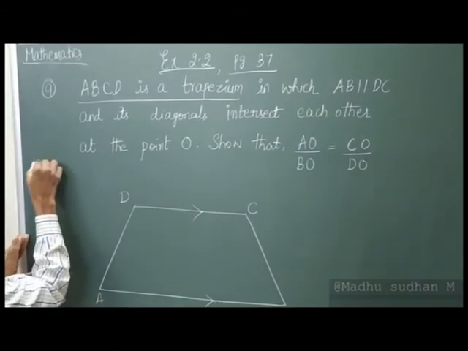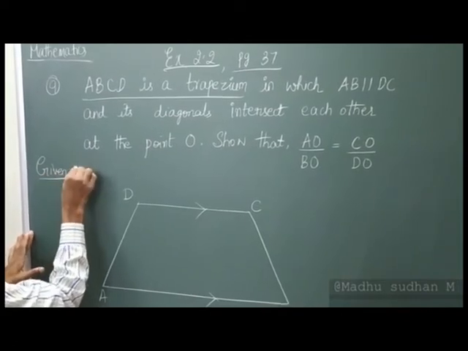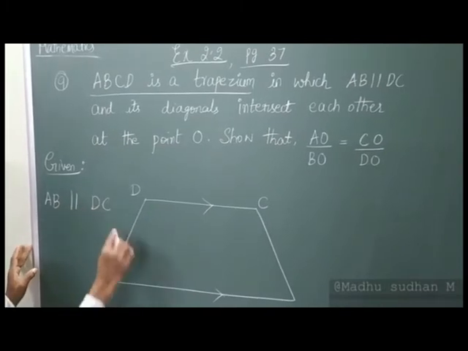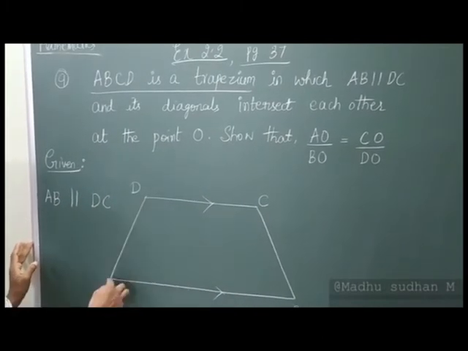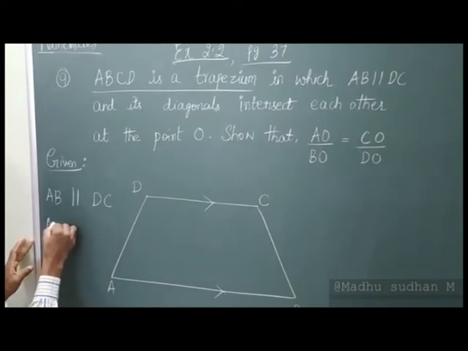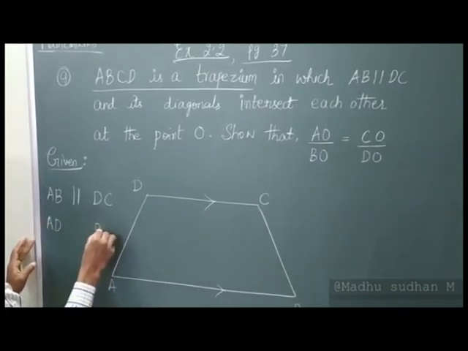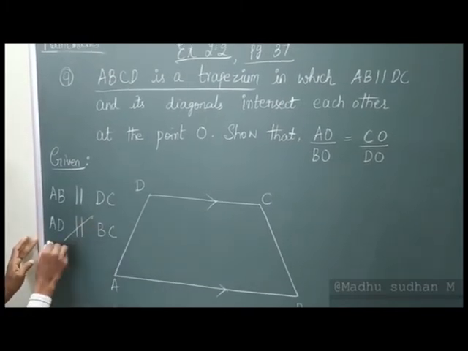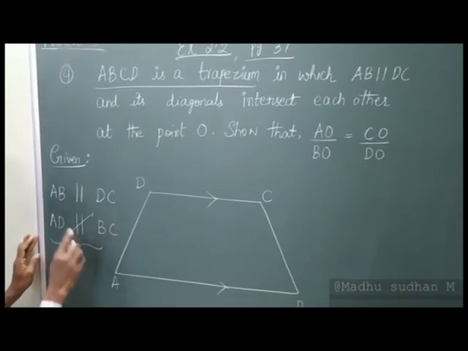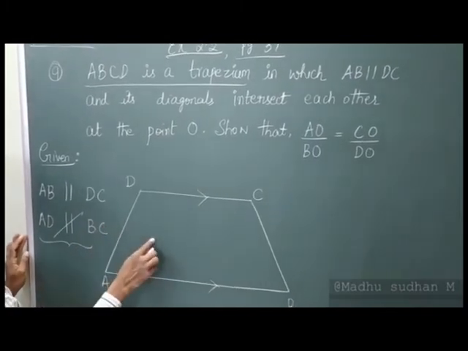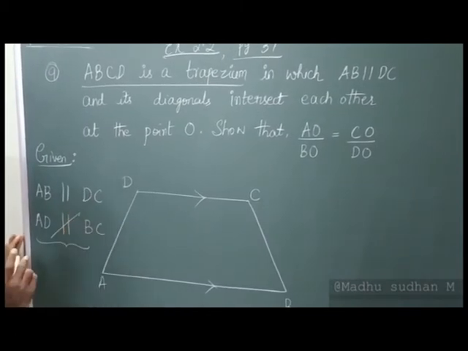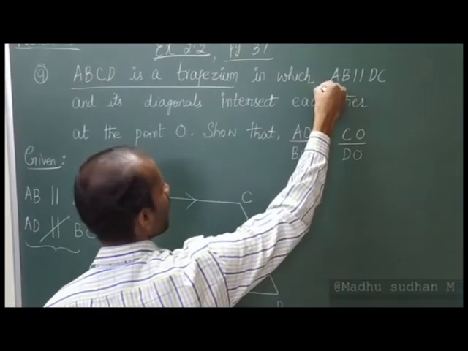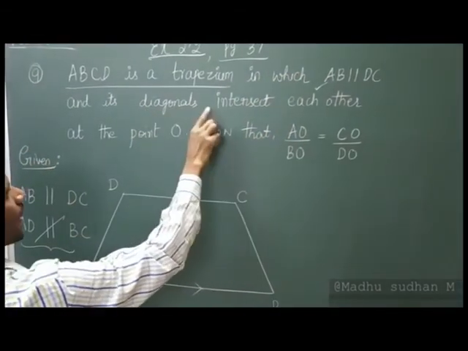So I can start writing the given part. AB is parallel to DC, and AD and BC are not parallel. So this condition will identify that this is a quadrilateral and that is called a trapezium. Followed it? Then ABCD is a trapezium in which AB is parallel to DC and its diagonals.